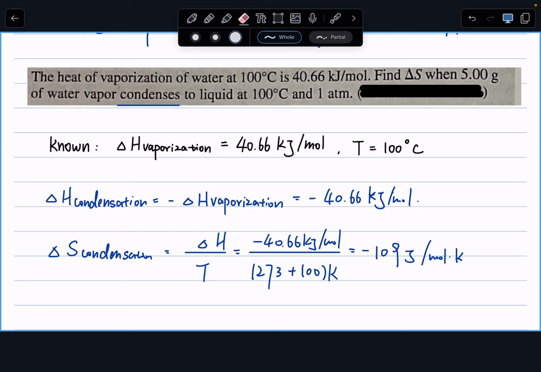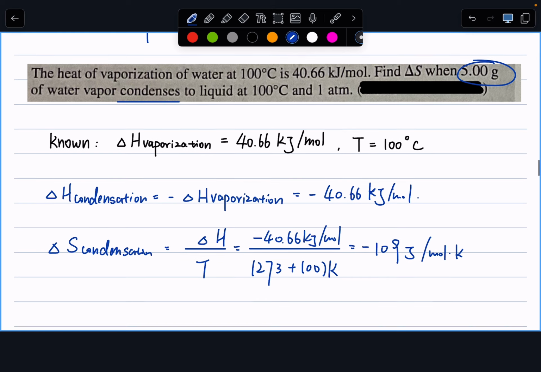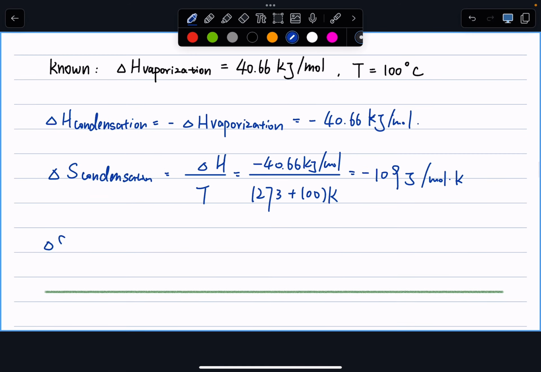All right. One more step. The question is giving us 5.00 grams. So instead of 1 mole, just calculate the number of moles in that 5 grams and then finish this calculation. Which is 5 grams is like 0.278 mole. And that's negative 30.2 joule per Kelvin.